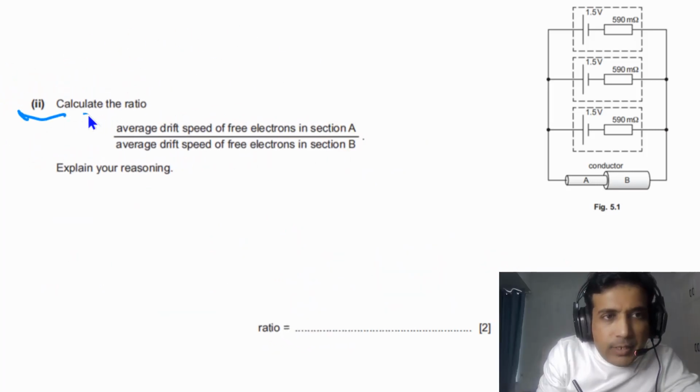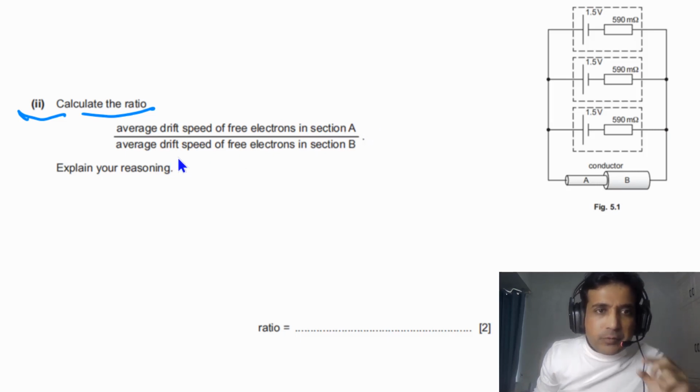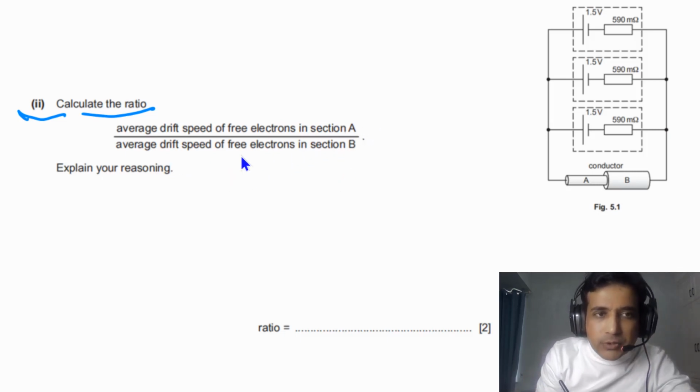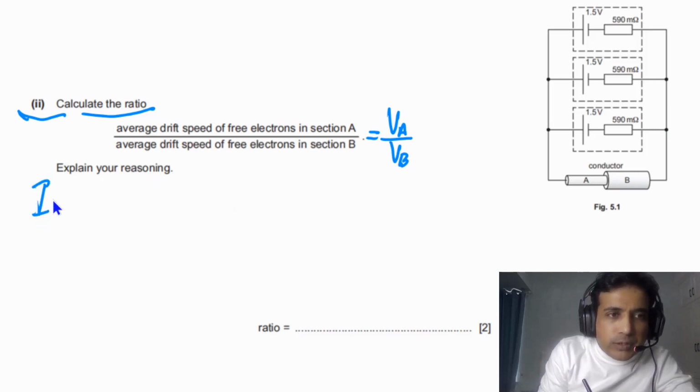For the second part, we need to calculate the ratio between average drift speed of free electrons in section A and average drift speed of free electrons in section B. So it simply means that we need to calculate VA over VB. So we need to find the ratio between VA and VB. So first of all, we need to understand in this case how to use transport equation. I is equal to nqvA.